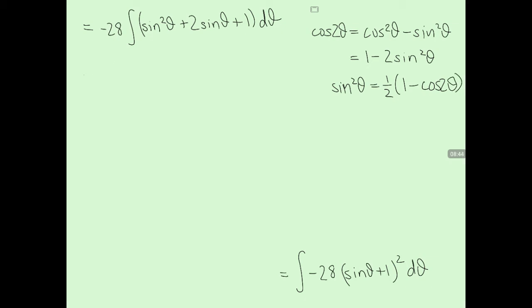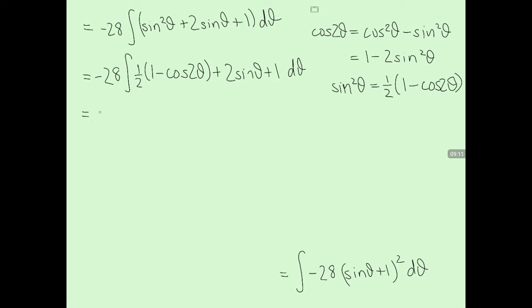So now we can rewrite our integral. So we have the integral of 1/2, 1 minus cosine 2 theta plus 2 sine theta plus 1. And this is with respect to theta. And now this integral can be taken relatively easily.